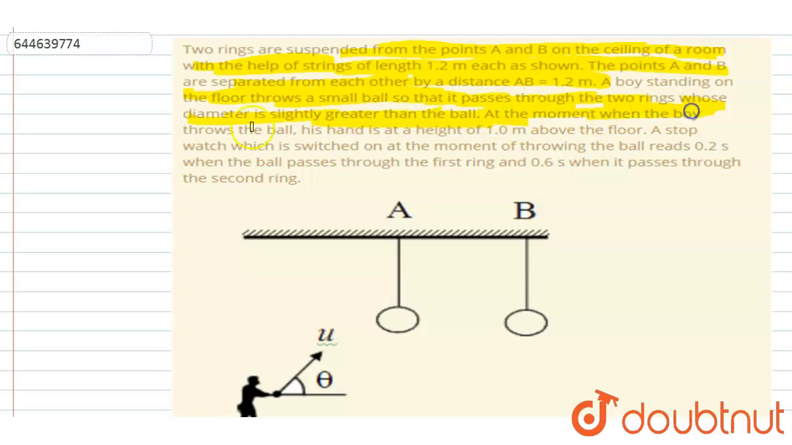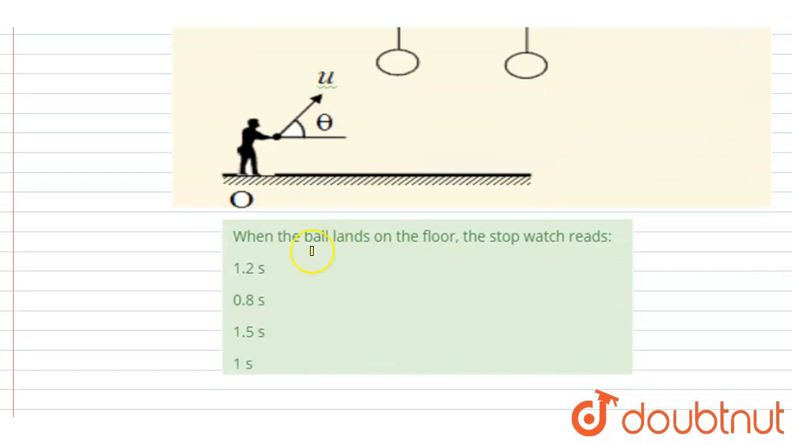At the moment when the boy throws the ball, his hand is at a height of 1 meter above the floor. The stopwatch is switched on at the moment of throwing. The stopwatch reads 1.2 seconds when the ball passes through the first ring, and 0.6 seconds when it passes through the second ring. In this part you have to calculate the stopwatch reading when it will hit the floor.